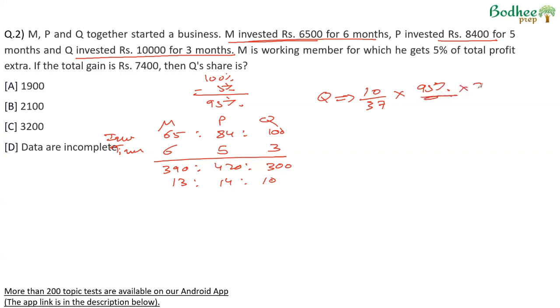So 95% of 7400 is to be divided. You will get 10 by 37 of that. Hence, 10 by 37 into 95 by 100 into 7400. 37 twos are 74, the 00 cancel. 95 into 2 will be 190, into 10, 1900 is what you will get. Option A.